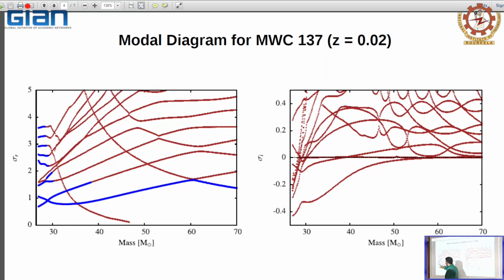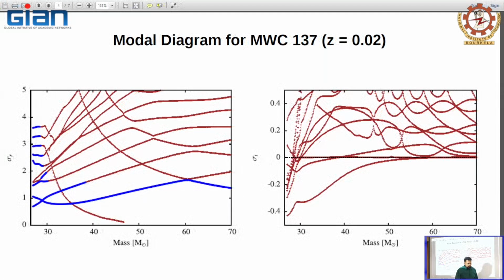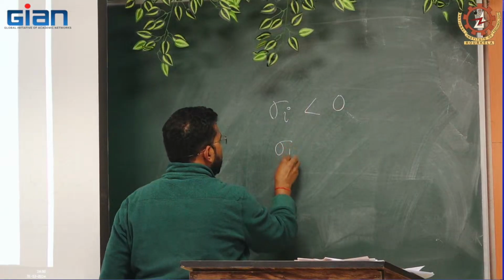Interestingly, what you see here is the blue line, and these blue lines indicate the eigenfrequencies where you have sigma I below 0. So for these blue lines, we have this special situation. For these kinds of sigma r's, we have sigma I less than 0, and for the rest of them sigma I is greater than 0.